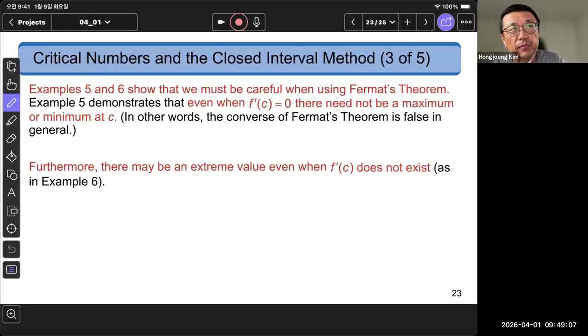In example 5, even though f prime at a certain point is 0, there is no maximum or minimum at the point, right? In example 6, even though you have a local minimum at 0, the function does not have the tangent line at the point. So when you read some mathematical theorem, you need to be careful. You need to check all the conditions.